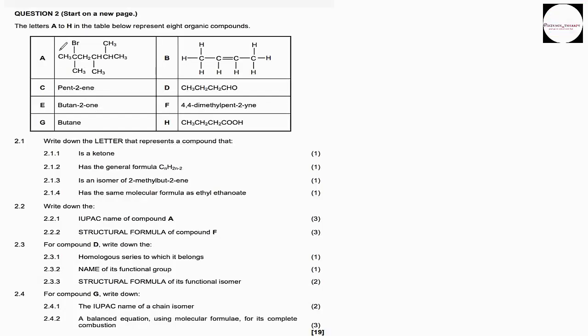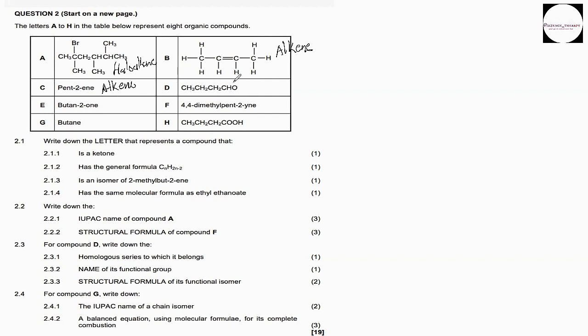Okay, so question 2 says the letters A to H in the table below represent 8 organic compounds, right? So we know the strategy. Let's first identify where each organic compound in this table belongs. A, with the Br here, belongs in the haloalkane. B, with the double bond between the carbon atoms, belongs in the alkene. And C, again, belongs in the alkene because of the suffix -ene.